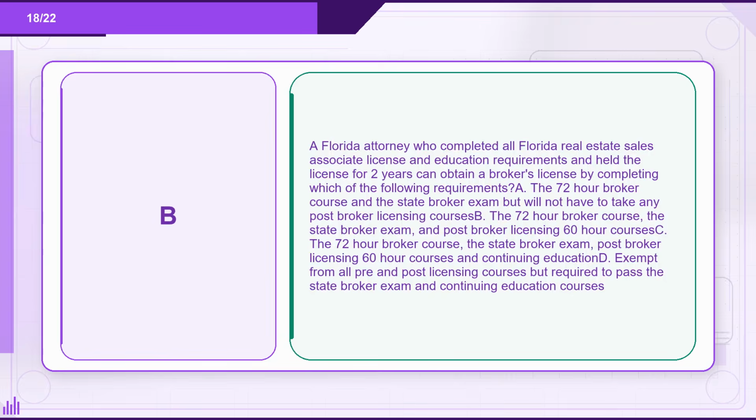Flashcard 18. Term: B. Definition: a Florida attorney who completed all Florida real estate sales associate license and education requirements and held the license for 2 years can obtain a broker's license by completing which of the following requirements: A. The 72-hour broker course and the state broker exam but will not have to take any post-broker licensing courses. B. The 72-hour broker course, the state broker exam, and post-broker licensing 60-hour courses. C. The 72-hour broker course, the state broker exam, post-broker licensing 60-hour courses and continuing education. D. Exempt from all pre- and post-licensing courses but required to pass the state broker exam and continuing education courses.